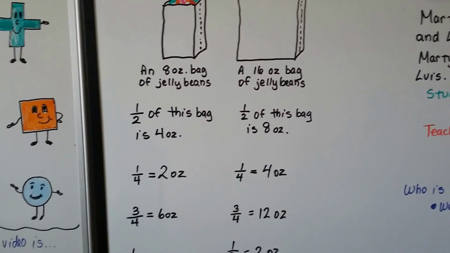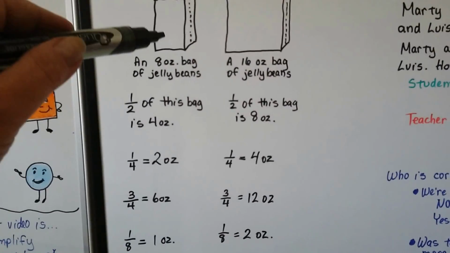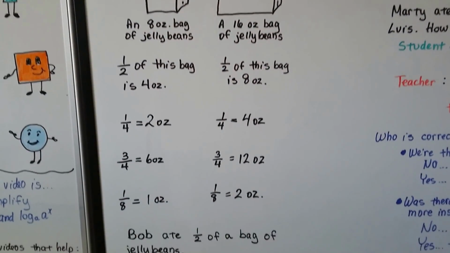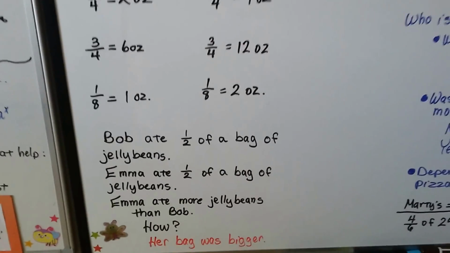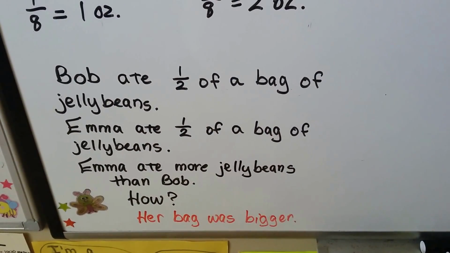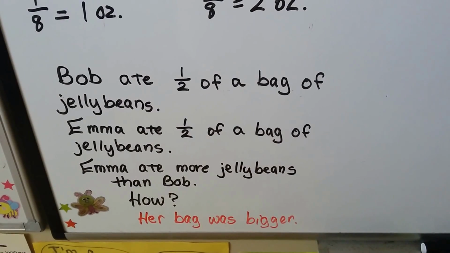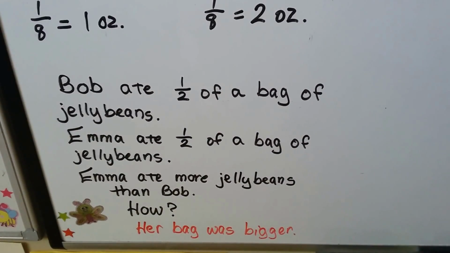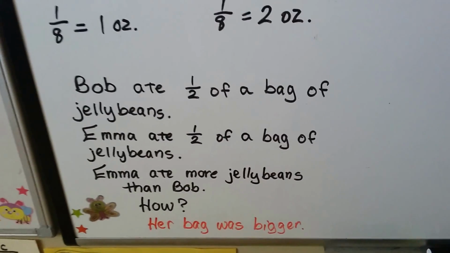It's going to be larger, isn't it? An eighth is only 1 ounce, but an eighth is 2 ounces. So if Bob ate half a bag of jelly beans, and Emma ate half a bag of jelly beans, and Emma ate more jelly beans than Bob, how could this be? Well, her bag was bigger, right?